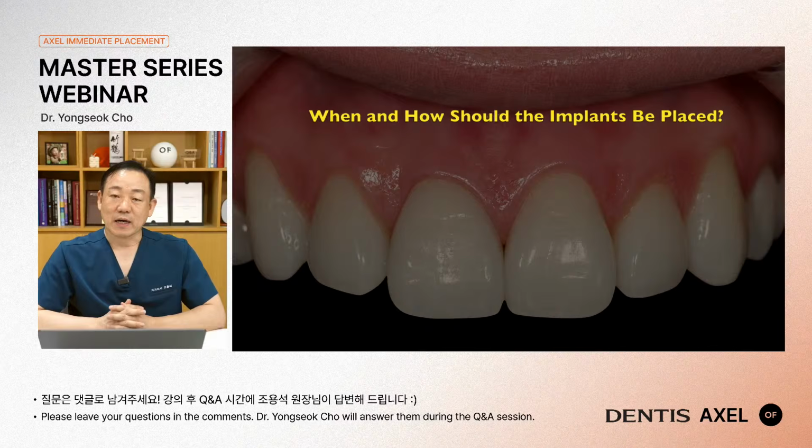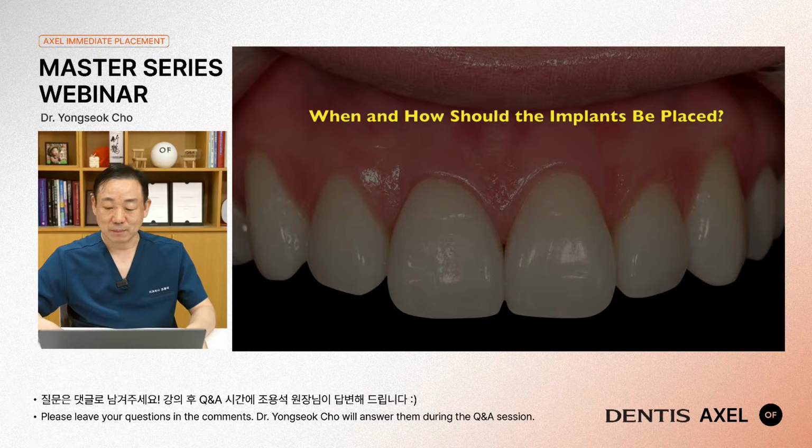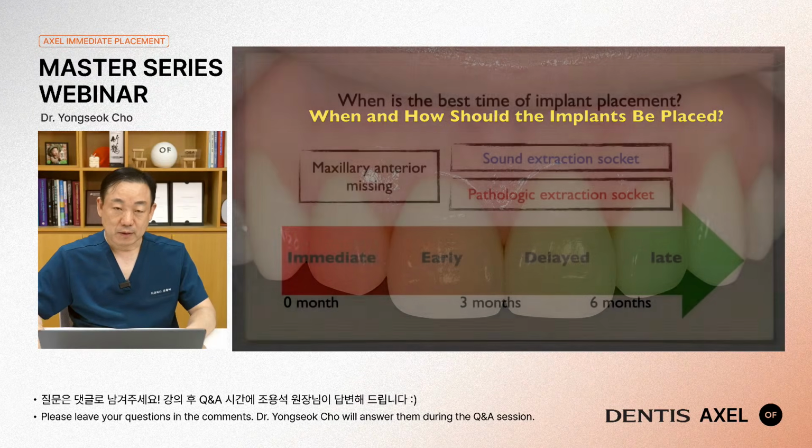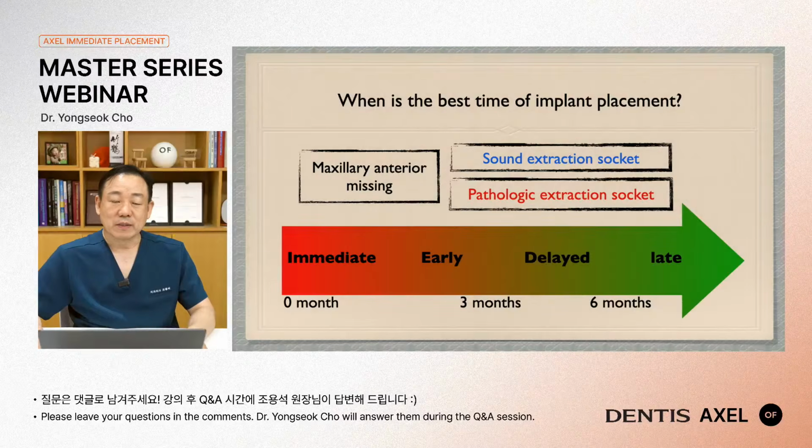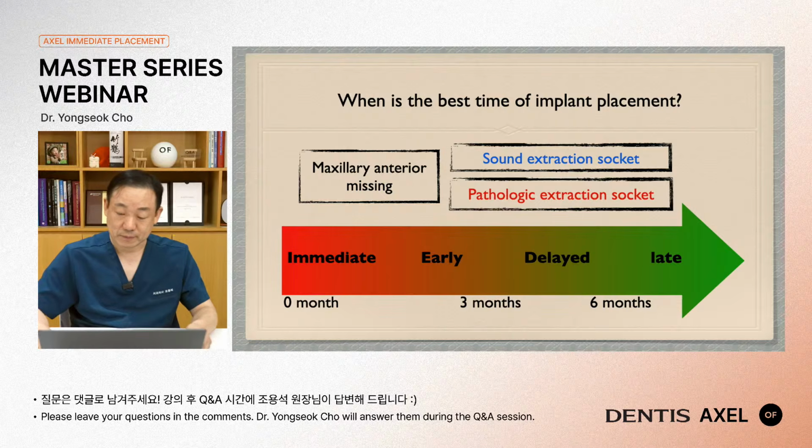When and how should the implant be placed? It depends on condition of extraction socket primarily, whether it is sound socket or pathological condition. So depending on many factors, we decide immediate, early, delayed, or late implant.